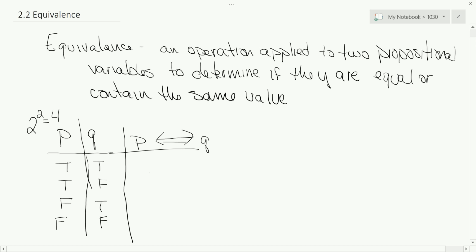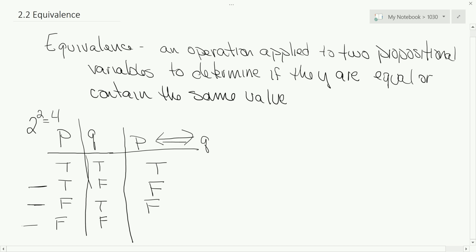So if I look at the first row, I can see that the value for P is true and the value for Q is true. Because they both contain the same value, the output of the equivalence operator is going to be true. If I look at the second row, I can see that the P is true and the Q is false. Because they are not the same, I'm going to put a false in the third column of my truth table. We'll move to the next row. The P is false, the Q is true. They are not the same, so I'm going to put a false.